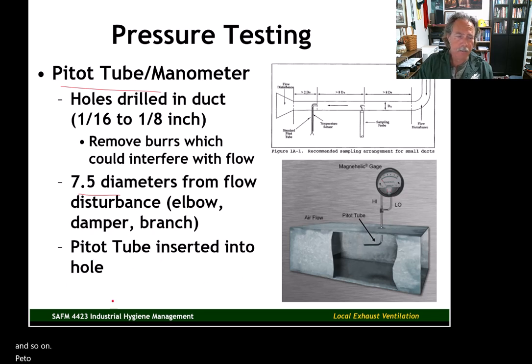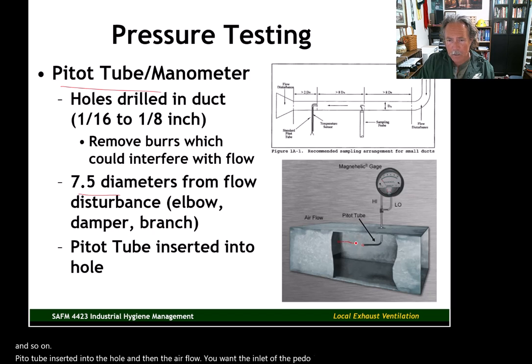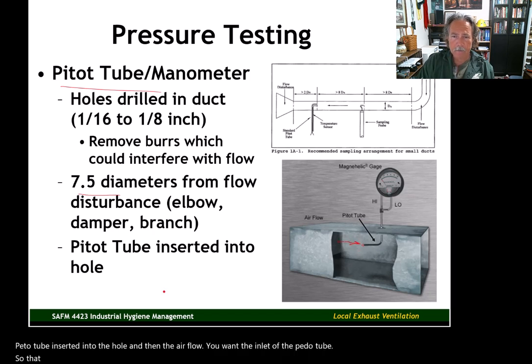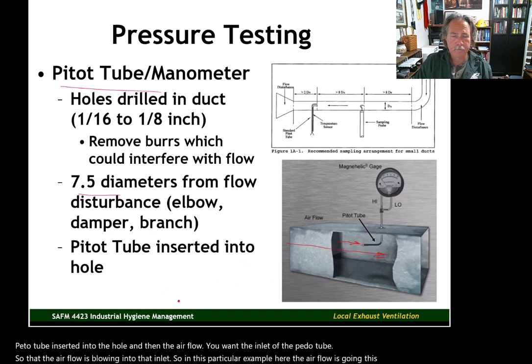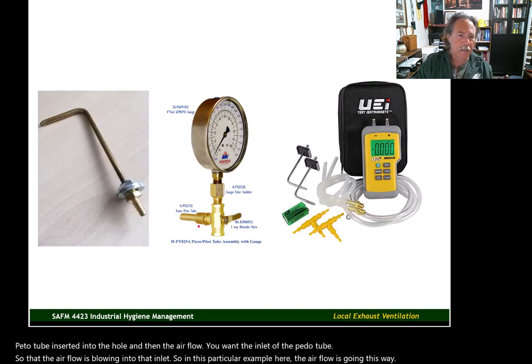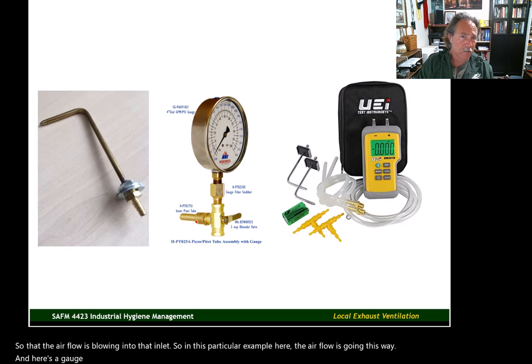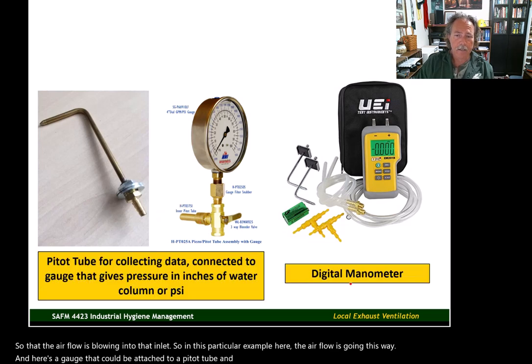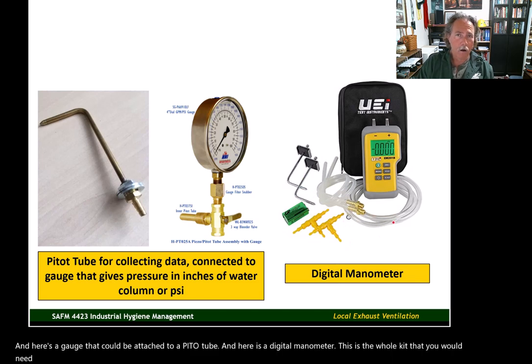Pitot tube inserted into the hole. And then the airflow, you want the inlet of the pitot tube so that the airflow is blowing into that inlet. So in this particular example here, the airflow is going this way. And here's a gauge that could be attached to a pitot tube. And here is a digital manometer. This is the whole kit that you would need. It comes with the tubes, all of the hoses that you would use to connect the digital readout or the manometer to the pitot tubes.